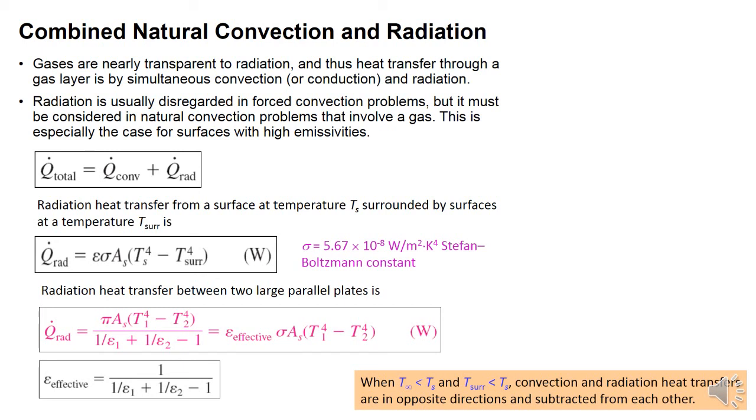There is a note here: when the surrounding temperature is larger than the surface temperature, convection and radiation heat transfer are in opposite directions and subtracted from each other. So for these cases, which I put in this note down here, the total heat transfer rate for convection and radiation will be convection minus radiation, or the other way around.